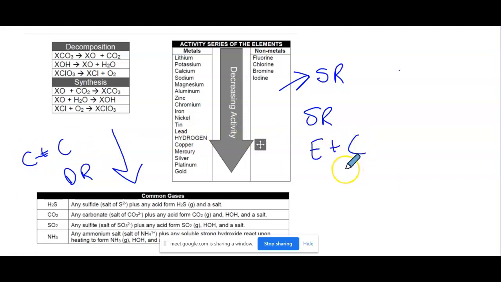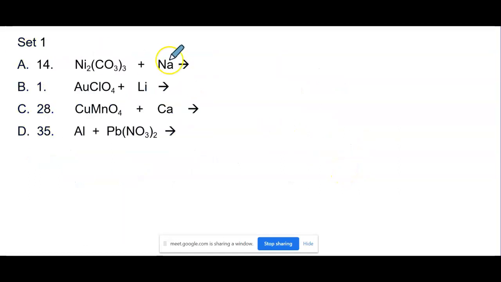Okay, so that being said, let's get started. I'm going to go back a couple pages on my screen. So we'll start with 14. All these are the same kind of problem.